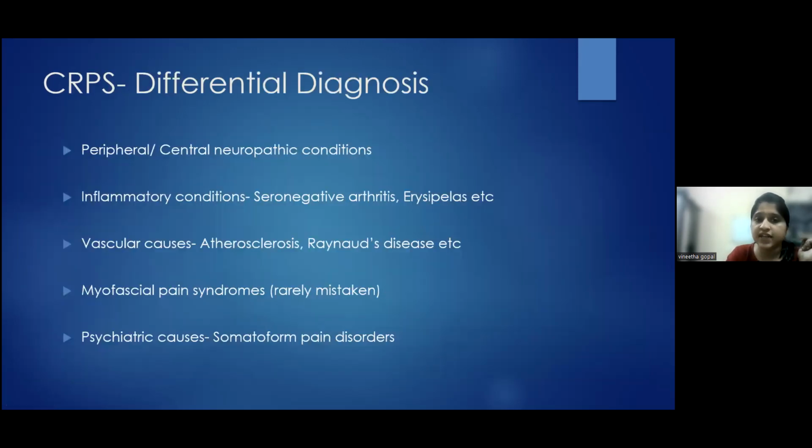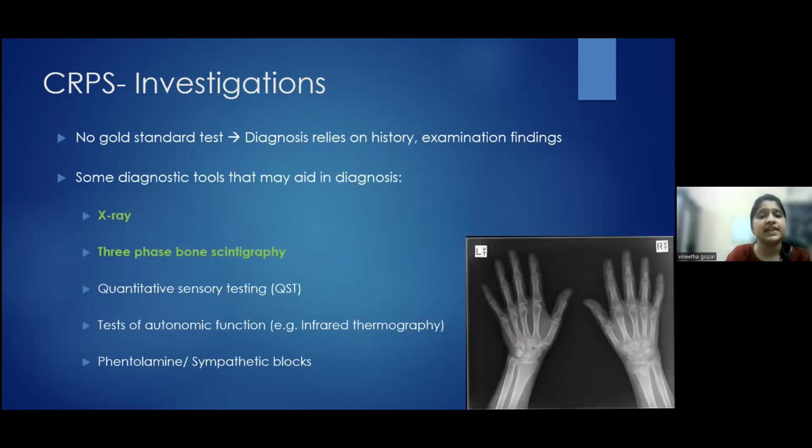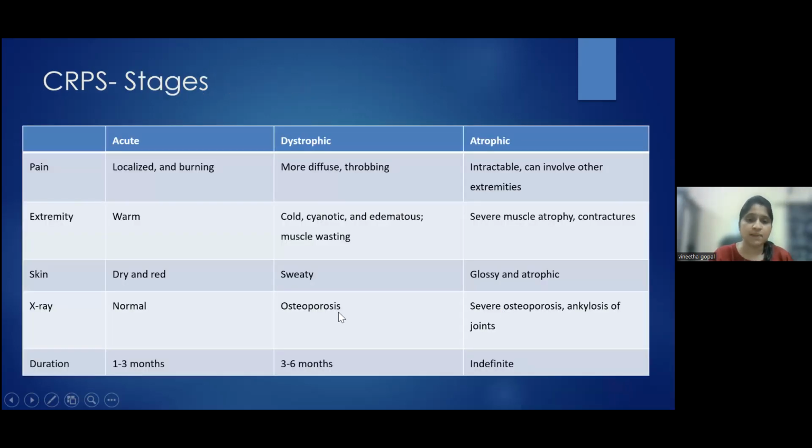So, the CRPS differential diagnosis: other neuropathic conditions, inflammatory conditions, vascular causes, myofascial pain, psychiatric causes. And is there any investigation? No gold standard. It is a clinical diagnosis. You have to diagnose it with the help of the Budapest criteria. But these two you should know. X-ray will show patchy osteoporosis. You can compare these two hands. Here it is normal, but here you can see periarticular patchy osteoporosis. But this too will be evident in the X-ray only by 3 to 6 months, not in the acute phase.